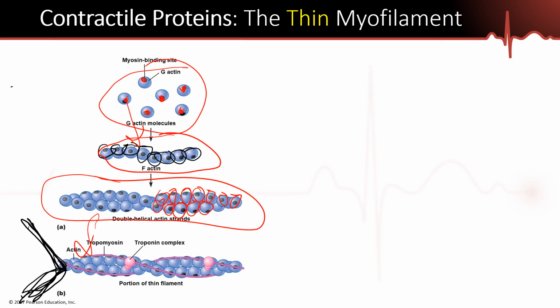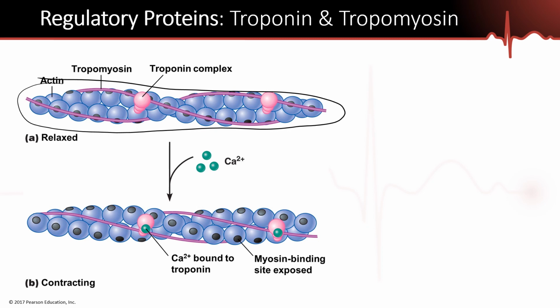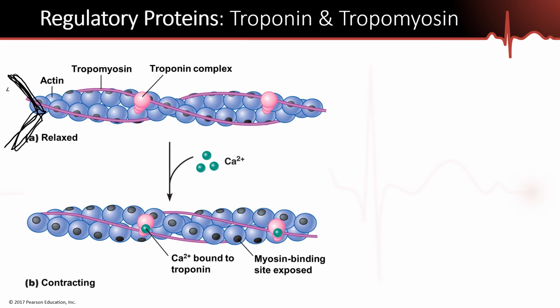Before we get to force production, though, we need to recognize that the actin filament has some other proteins that are associated with it. We have to talk about those. So here is the actin filament again. This is what would actually be attached to the Z disc. It's made up of two F-actin strands wound around each other in a double helix.